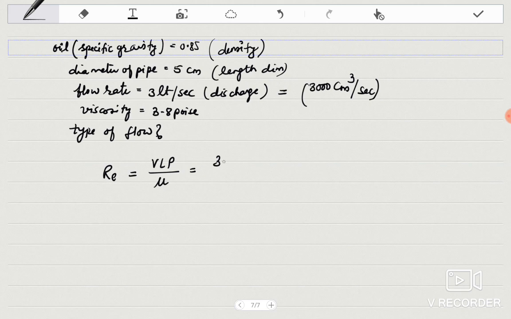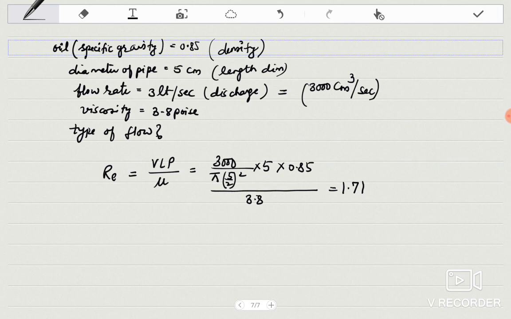Now velocity is, if I talk about velocity, 3000 centimeter cube per second. So velocity will be discharge upon area. Area is pi r square. Diameter is 5, so it is pi into (5 by 2) square. So this will be the velocity, into L, L means diameter, into rho. Rho is given as 0.85 and divided by mu. Mu is 3.8. Solving it, I'll get 1.71.